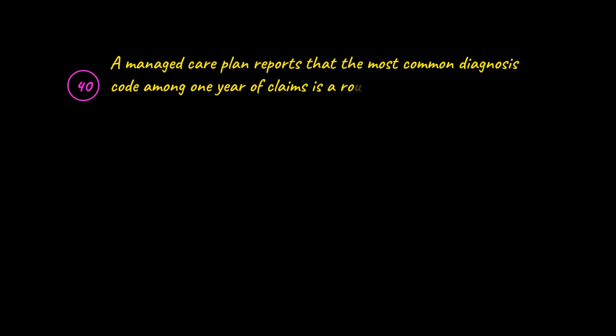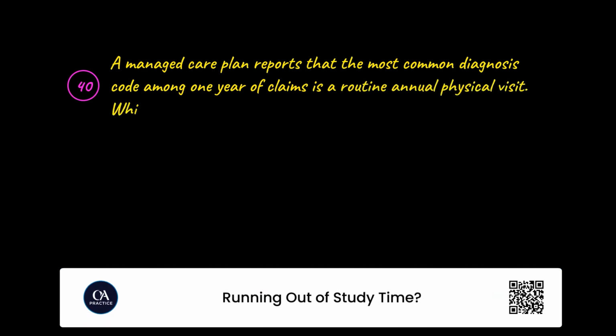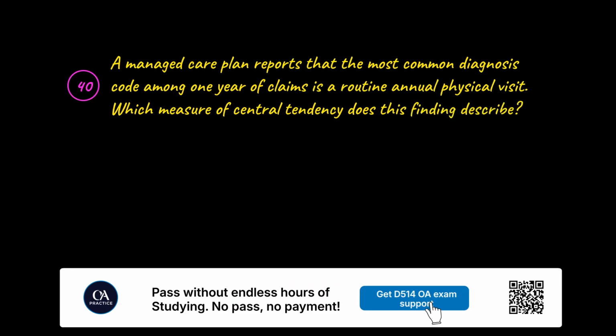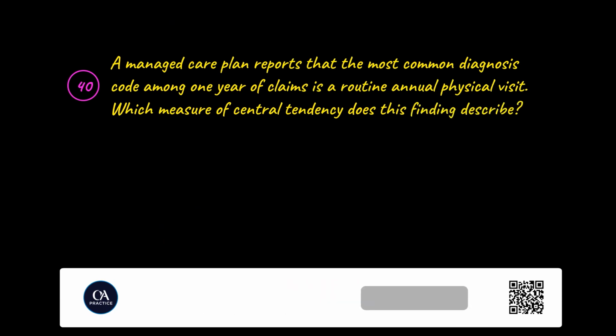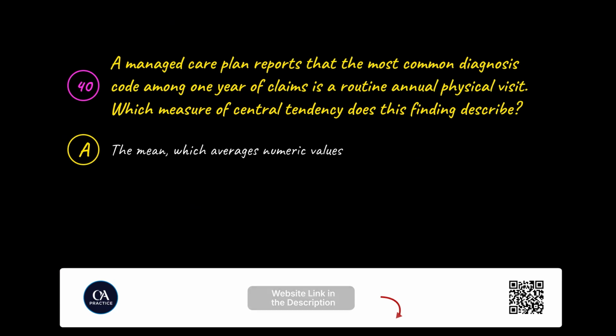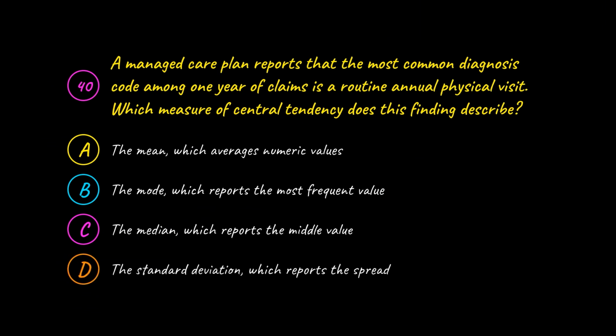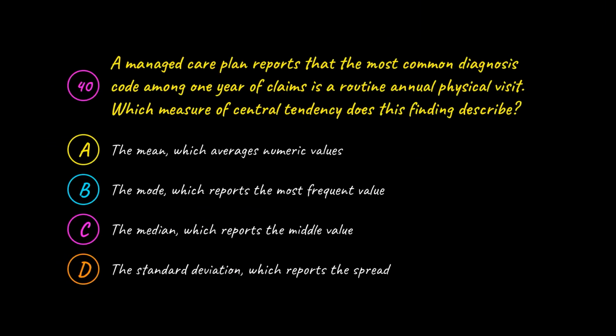Question 40. A managed care plan reports that the most common diagnosis code among 1 year of claims is a routine annual physical visit. Which measure of central tendency does this finding describe? Your options are A, the mean, which averages numeric values. B, the mode, which reports the most frequent value. C, the median, which reports the middle value. D, the standard deviation, which reports the spread. Got a guess? Lock it in.